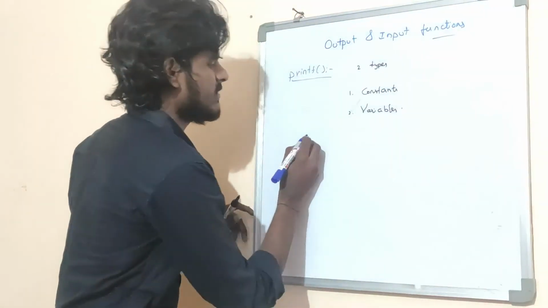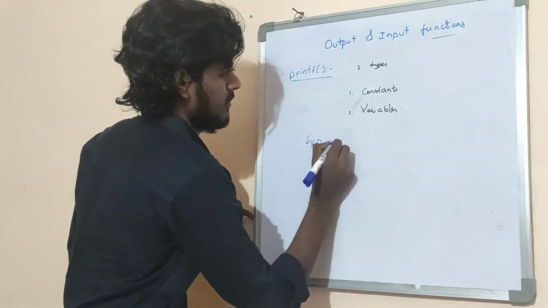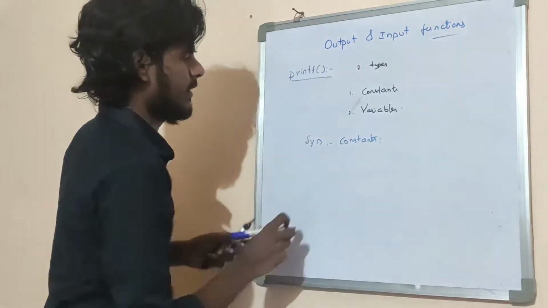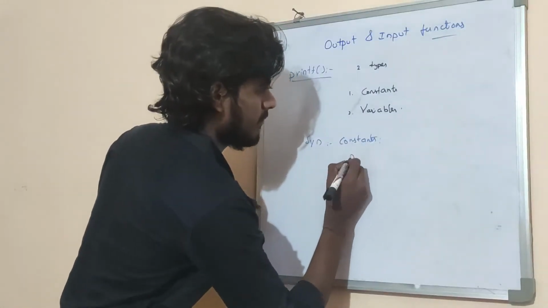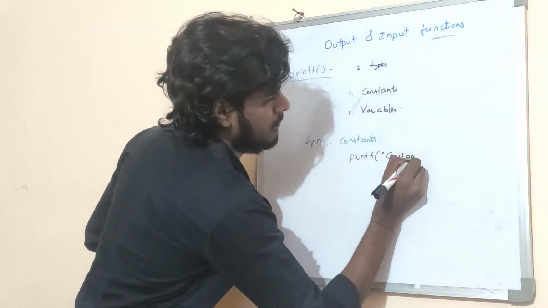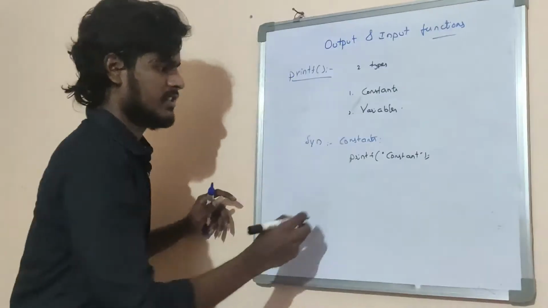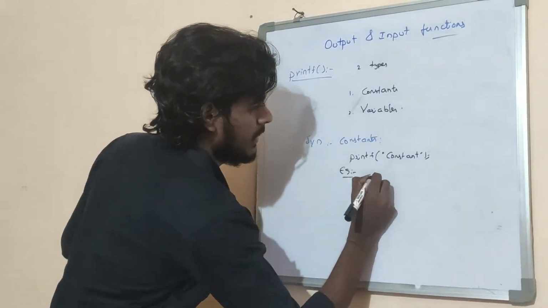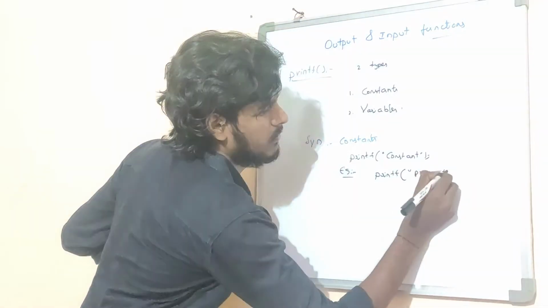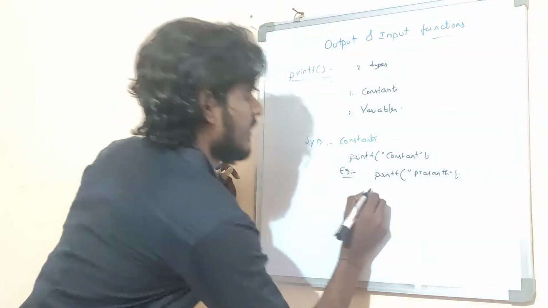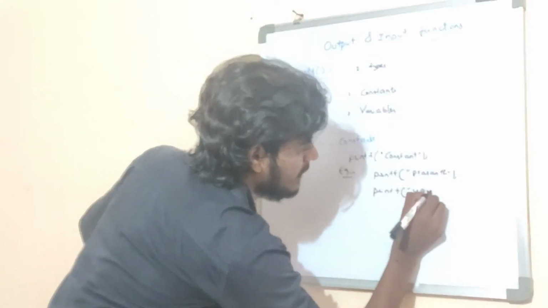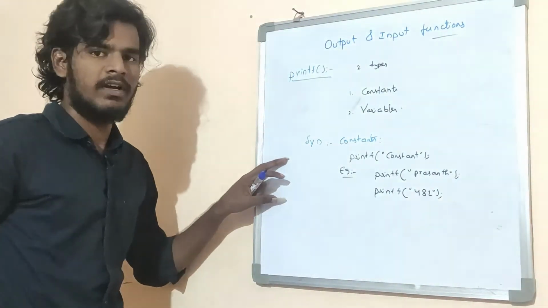Okay, what is the syntax for constants? printf constant. Example, printf Prashant. Okay, another example, printf 482. This is the syntax for constants.